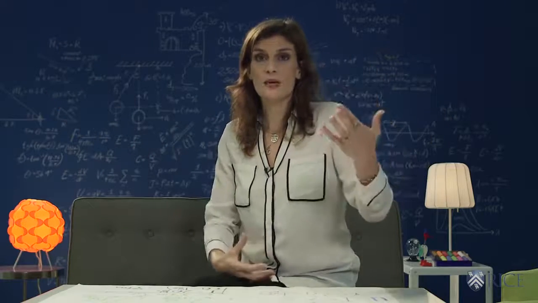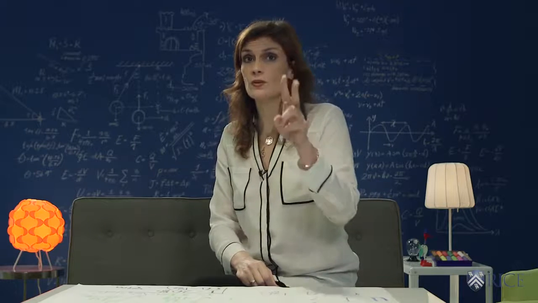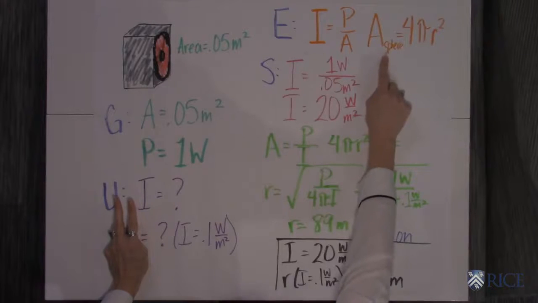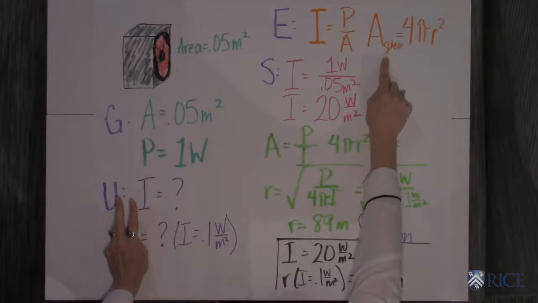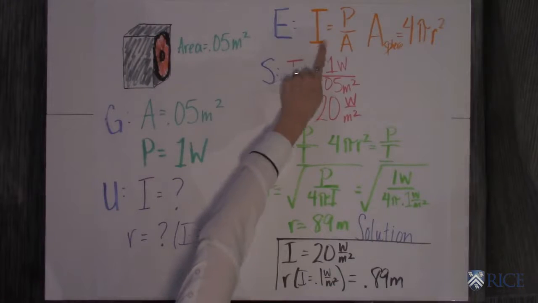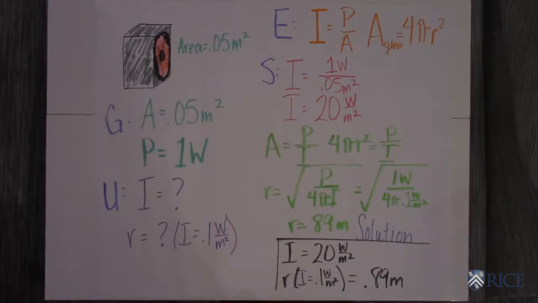So when you're thinking about the area that you're talking about, you have to remember a couple of things. First of all, that intensity is power over area, and you have to remember that the area that we're talking about is that spherical wave, which is 4 pi r squared, the area of a sphere. So the first part is what we like to call plug and chug, right? We've got an equation, we know the power, we know the area, so we can get the intensity at the speaker pretty straightforward. Plug it, chug it, you get 20 watts per meter squared.